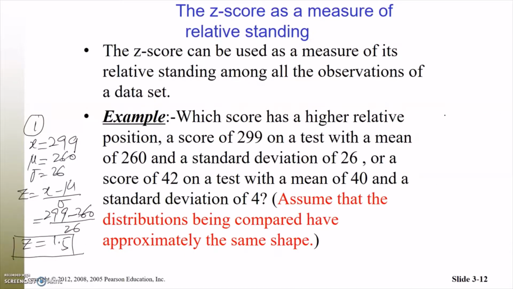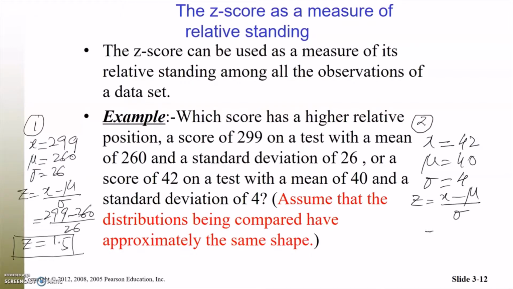Now we do the second calculation. What happened in the second situation? The score has a value of 42, and the mean score on the test was 40 with a standard deviation of 4. We apply the same formula. z is equal to x minus mu divided by sigma, which is 42 minus 40 divided by 4. The z value comes out to be 0.5.